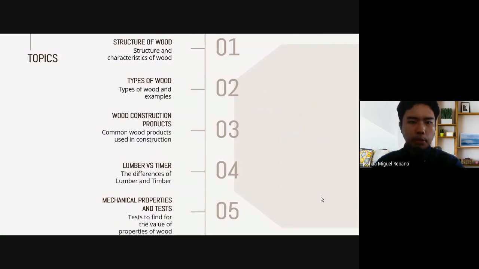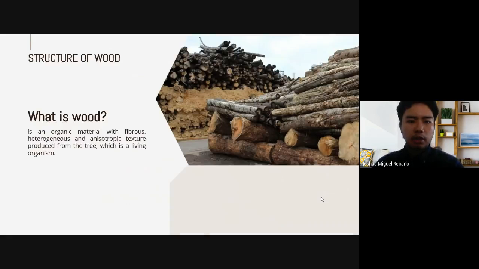So first, we'll be talking about five topics of wood. First, the structure of wood. Second, the types of wood. Wood construction products for the third. Lumber versus timber for the fourth. And lastly, the mechanical properties and how to test them. So first, what is wood?